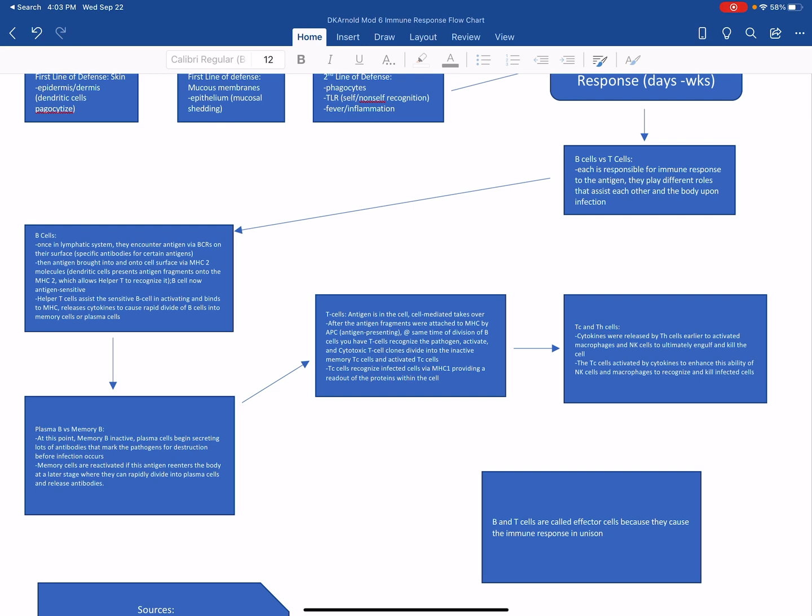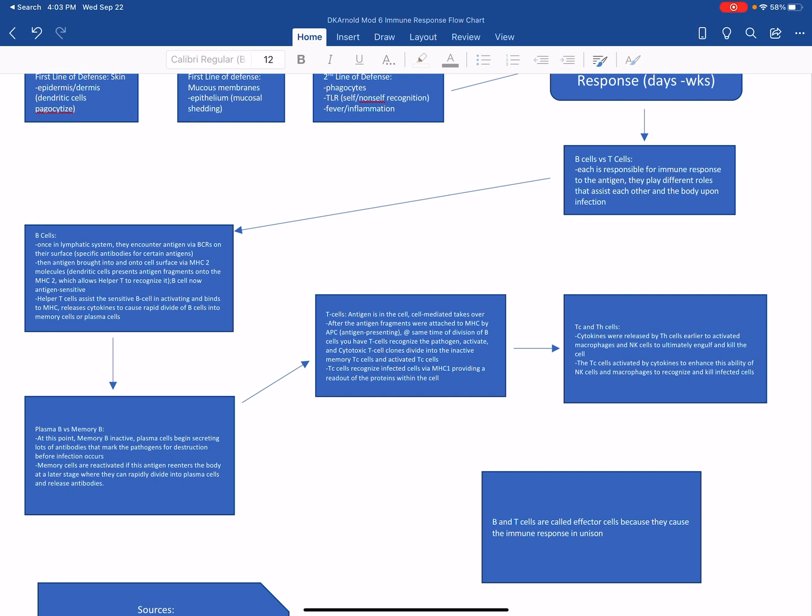Now, these cytotoxic T cells are able to recognize the infected cells via the MHC protein complexes on the surface of the infected cell. They provide a readout of the proteins within the cell. So once the APCs bring those fragments to the MHCs on the surface of the cell, the MHCs tell the cytotoxic T cells, hey, there is a pathogen within this cell.